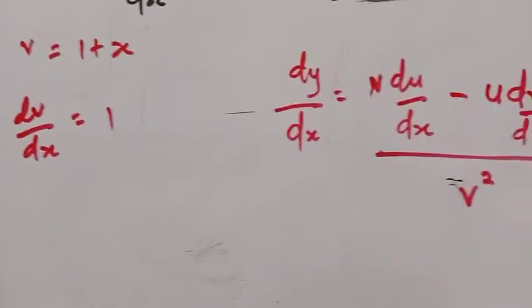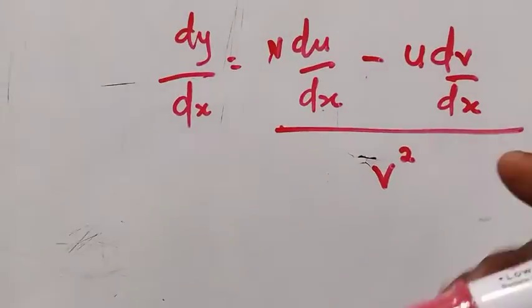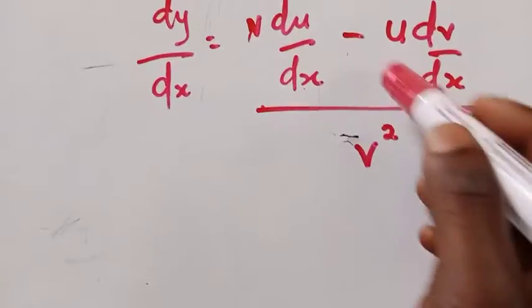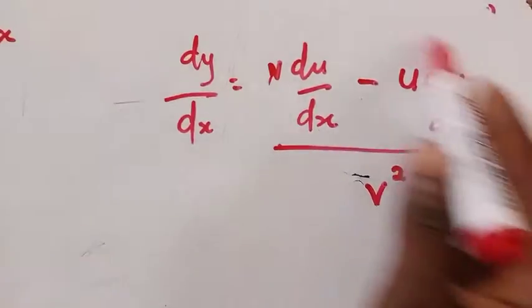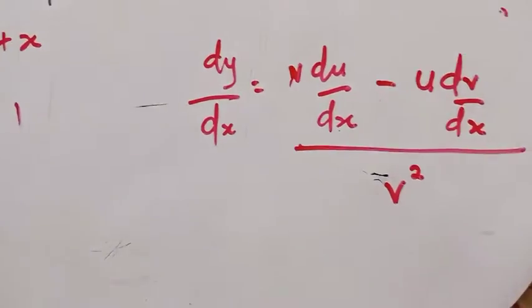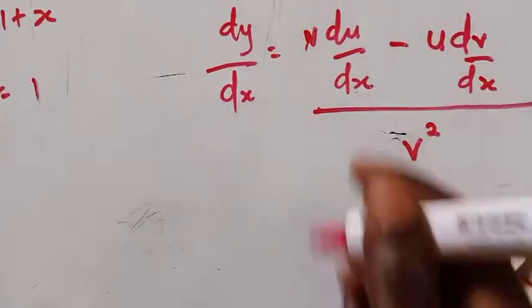Now that we have all our players available, so you have the v, you have the u, the dv/dx, you have the du/dx, and then you have this one. We are just going to plug into the function. So we are free to go, and everything will be perfect as it is.